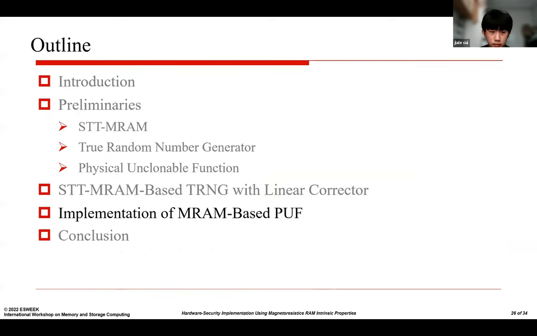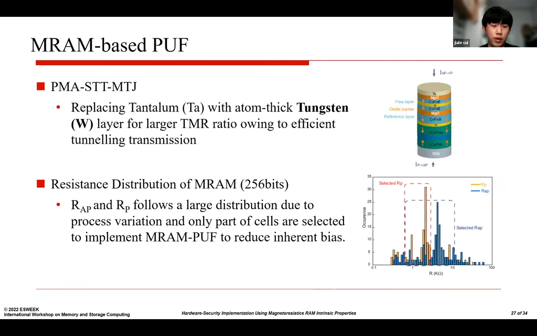For the second security primitive, we implement a MRAM-based PUF. We replace conventional tantalum with an atomistic tungsten layer, and we get a larger TMR ratio owing to efficient tunneling transmissions.